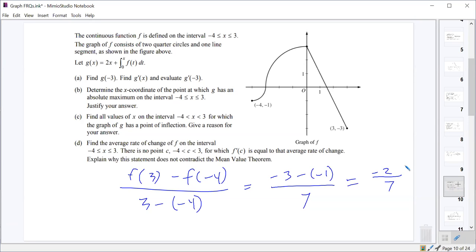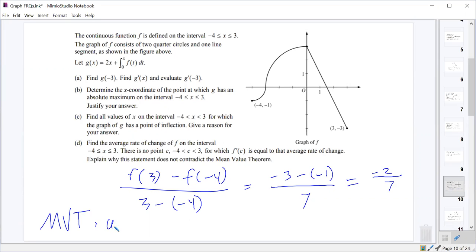Yeah. Okay, good. And it says then that there's no point C on that interval for which f prime of C is equal to that average rate of change, which you can tell is true because all of these slopes are positive, right? And then this slope is not -2/7. It's just a linear piece that looks like it's -2. So clearly that's true.